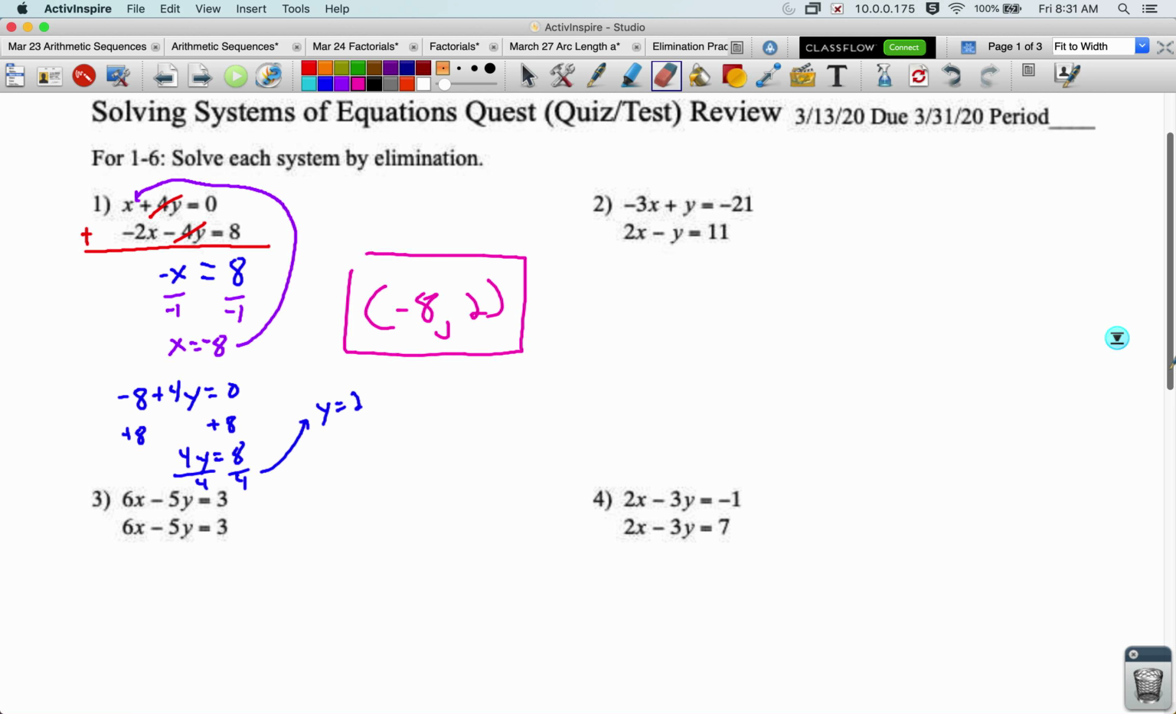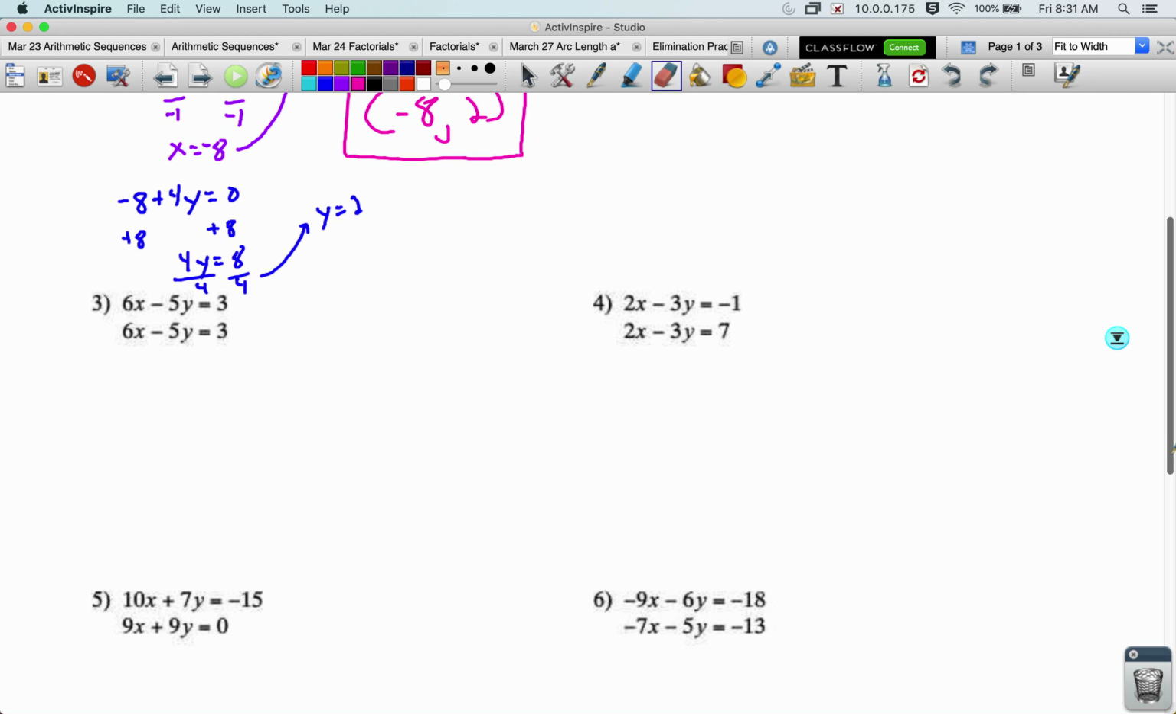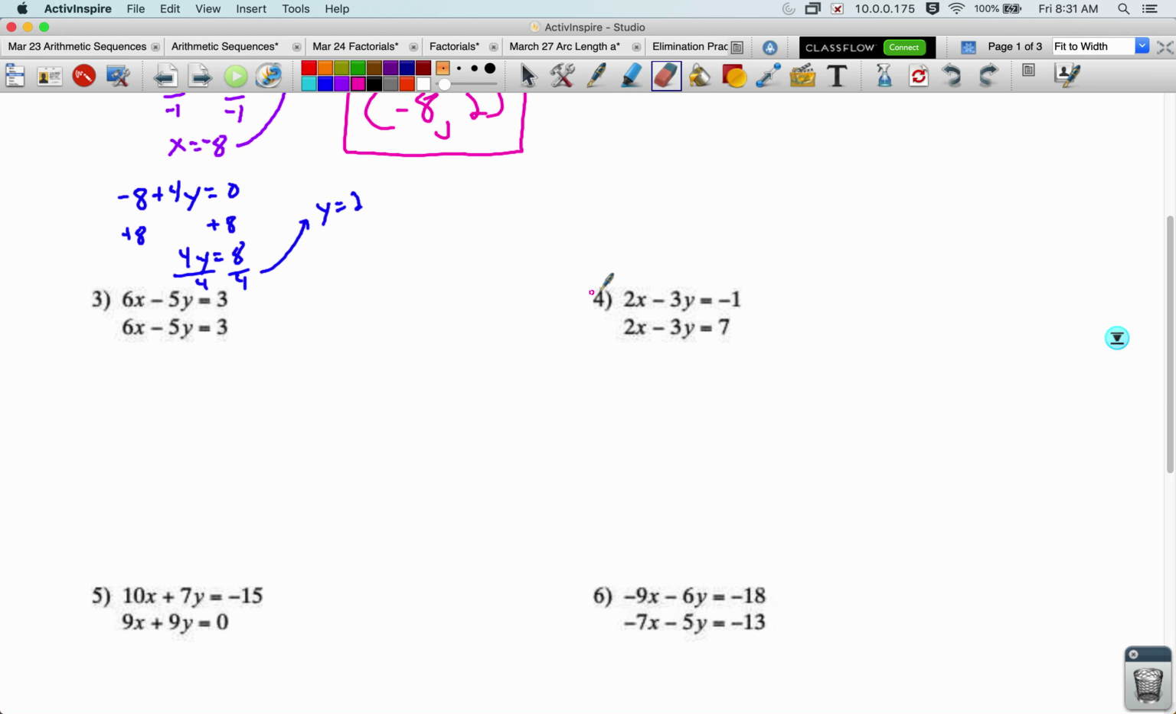Let's do maybe something like problem number 4. Well, let me just say, looking at problem number 3, this is the same equation twice. So this has infinite solutions. If you have the same equation twice, it is automatically infinite solutions.